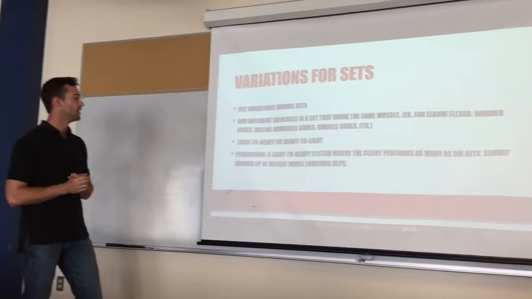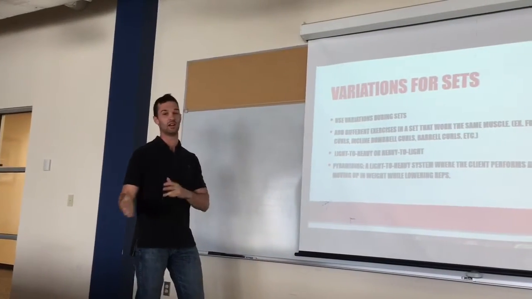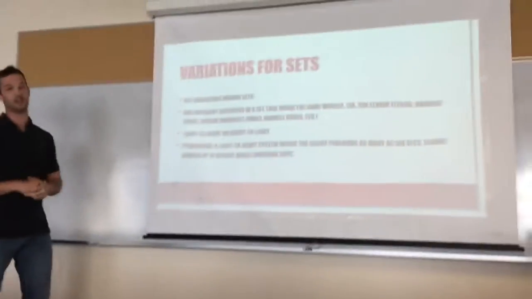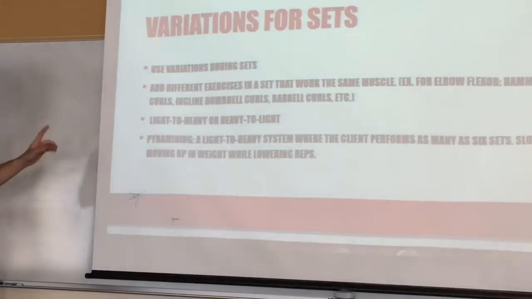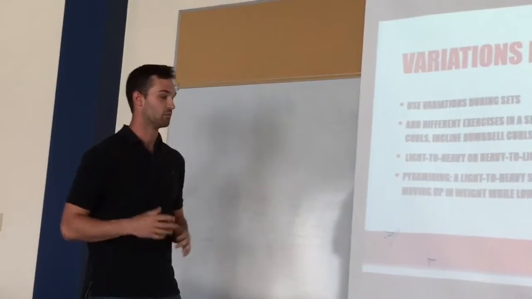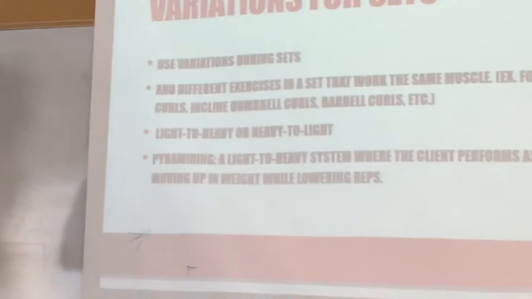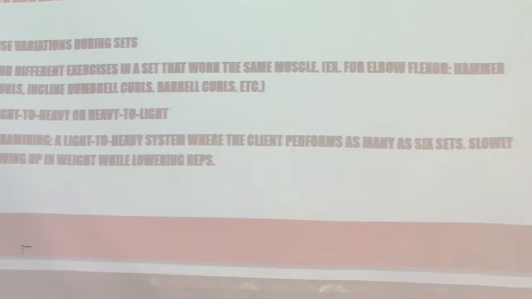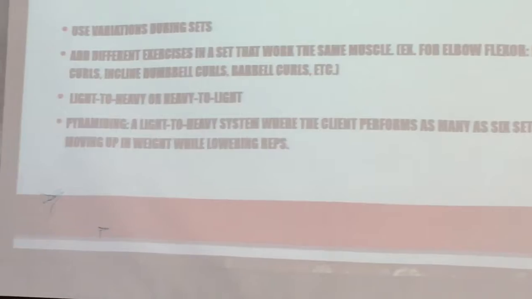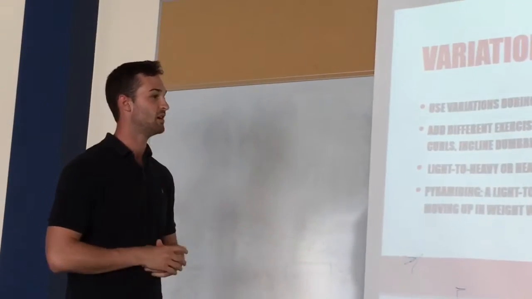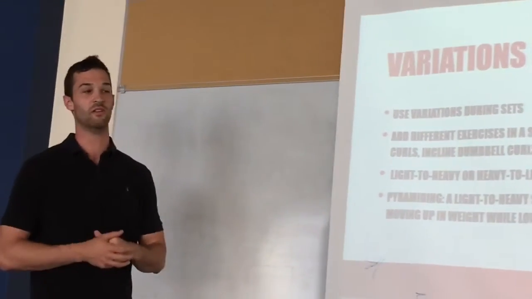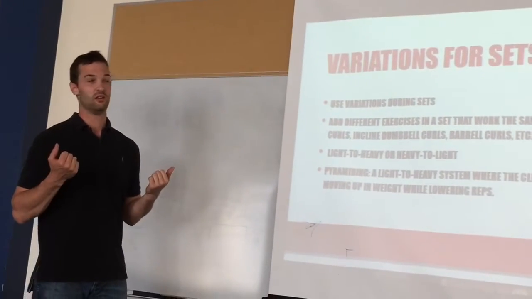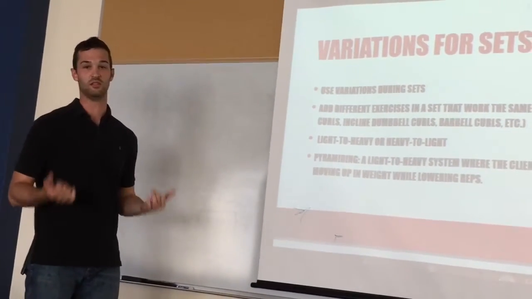There's 2 different methods that people usually go for. There's a light to heavy method, which is pretty self-explanatory. It's lightweight to heavyweight. And then there's a heavy to light method, which is heavier weight working down to a lighter weight. There's a term the exercise world uses called pyramiding, which is a light to heavy weight system where the client will perform as many as 6 sets, more or less, depending on the person. This is where you slowly move up from a light weight to a heavier weight. So for example, you move up from 10-pound curls for the first set to maybe 25 by the third set.